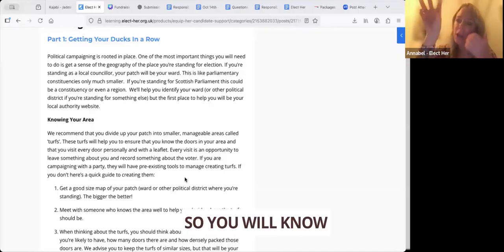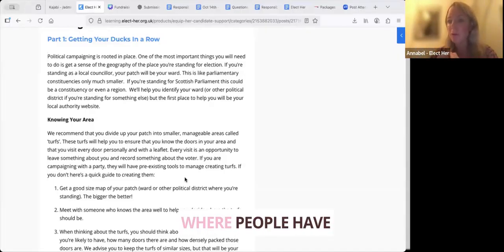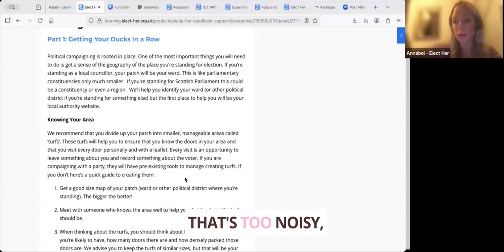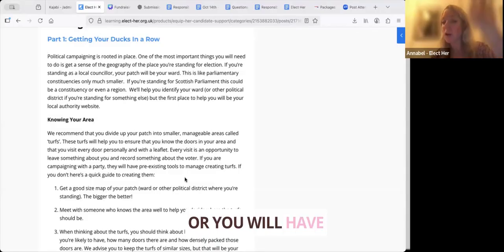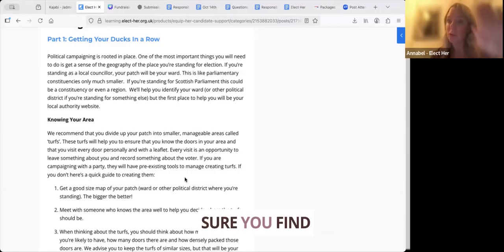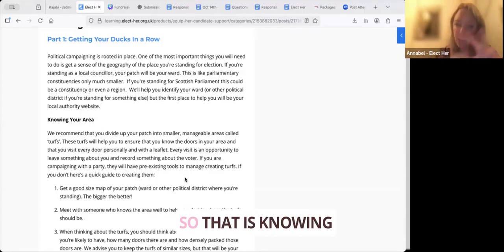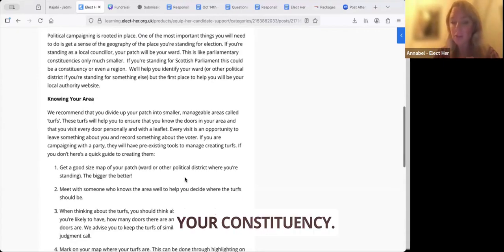So you will know that there are particular roads where people have particular concerns about a certain house that's too noisy, and if you don't know that, make sure you find out, because those are the kind of things that people want to see and want people to demonstrate. It's that you care about and you understand the local area. So that is knowing your turf, knowing your area, knowing your ward, knowing your constituency.